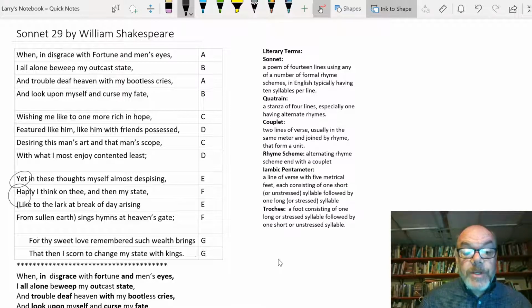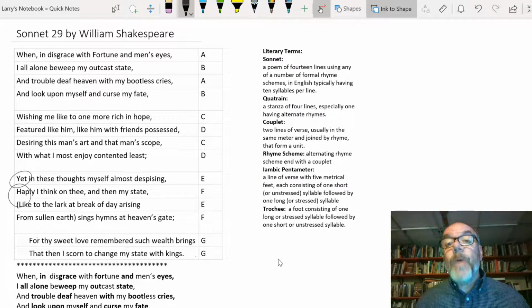"For thy sweet love remembered such wealth brings, that then I scorn to change my state with kings." And there we have the truth of the poem. I think on you, and I would not want to switch places with the king. Now the writer here says wealth of kings.